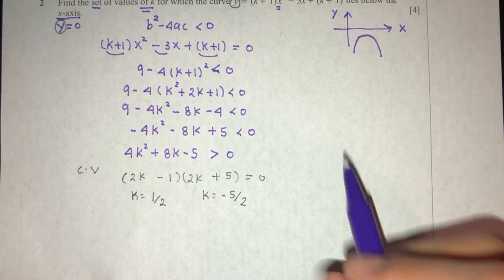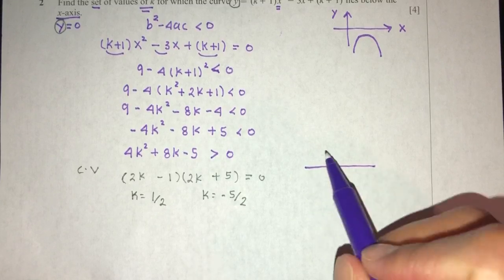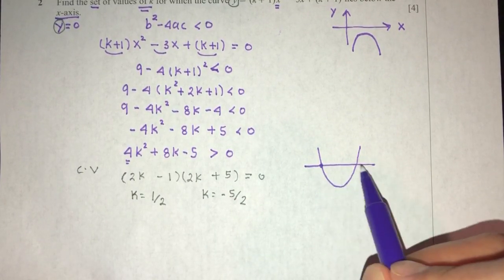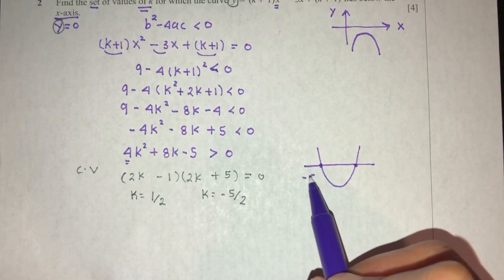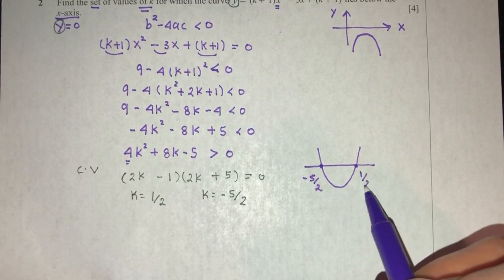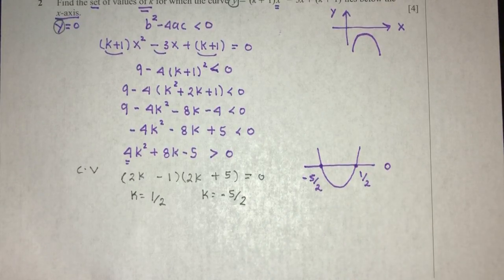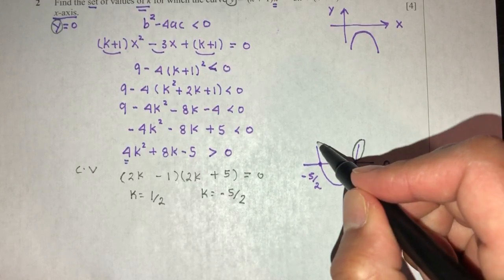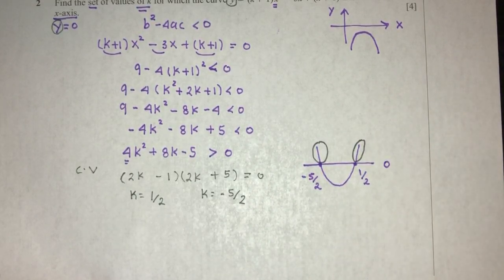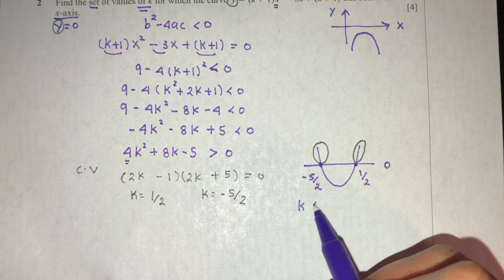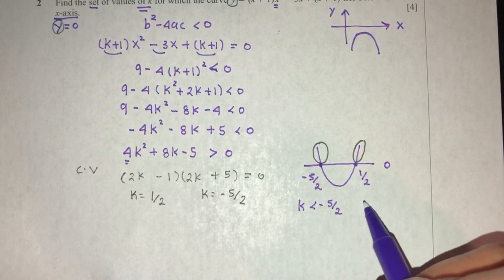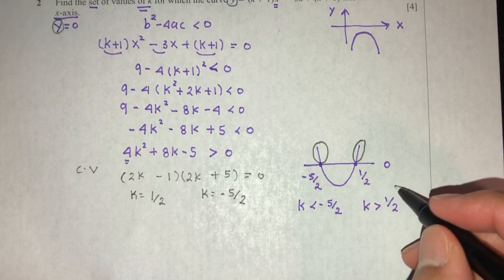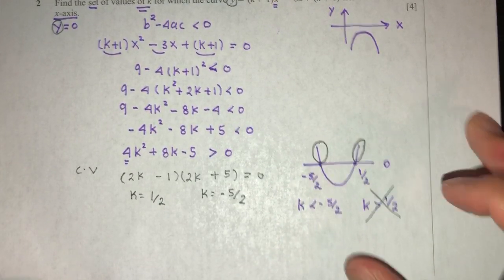So now we have to look at our graph. This will be positive, so it will be this shape, and this is the value that we have here. This is minus 5 over 2, and this is half, and this is your line of 0. Now we need this to be more than 0, so more will be above the 0. That will be this part and this part. So basically your answer should be k has to be less than minus 5 over 2, and k has to be more than half. But here we cannot take this value because of this reason.